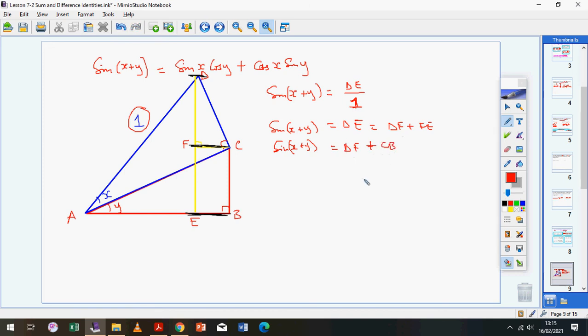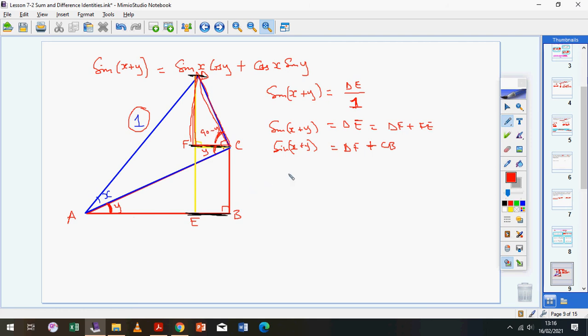Now, I need to figure out what DF is. I'm going to use this triangle which has the yellow opposite and the blue hypotenuse, that little triangle that I'm drawing over. So, since this angle down here is y, I hope you can see that if that angle is y, this angle inside here is also y. And if the angle inside there is y, that angle up there is 90 minus y.